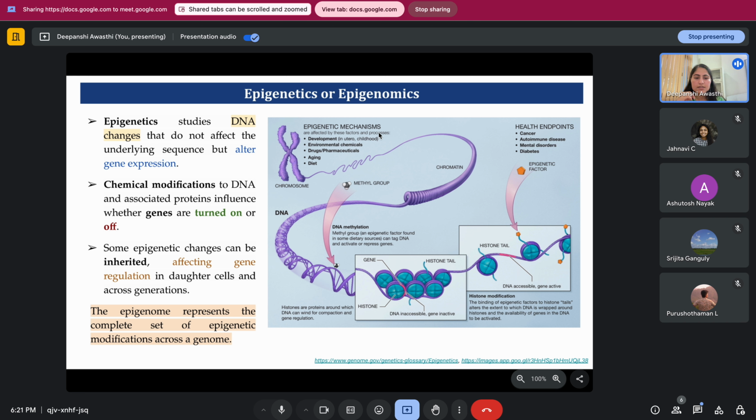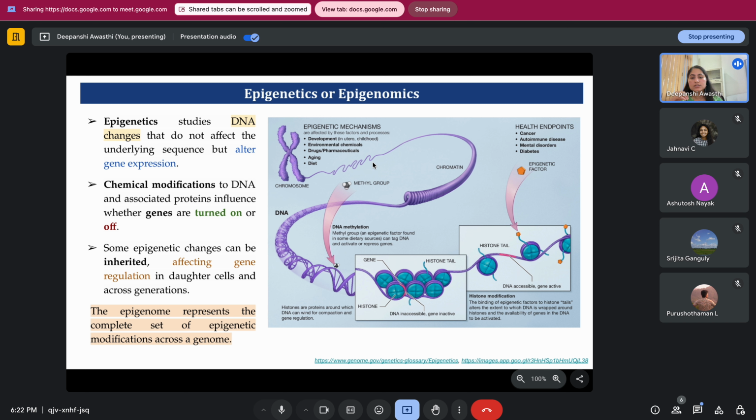That imprinting is also governed by these epigenetic modifications. If you see in this figure, these are the epigenetic mechanisms and they are influenced by development. When a person develops, during the early stages there are certain genes which are expressed, but when he grows, the proteins which are synthesized by those genes get changed, their rate gets changed. So development has a role to play in what kind of expression will happen. Then environmental chemicals: if you are exposed to certain chemicals, it will also influence the genes and the proteins synthesized from those genes.